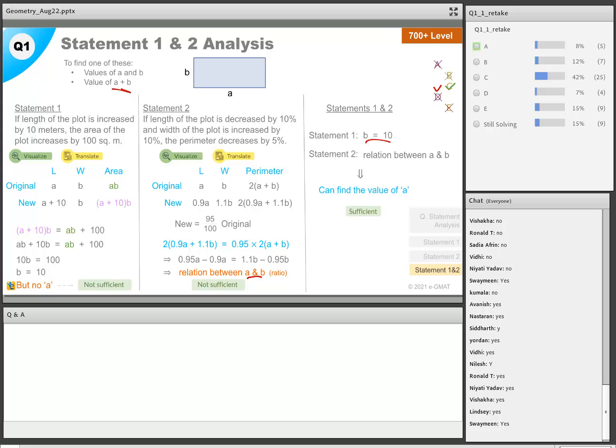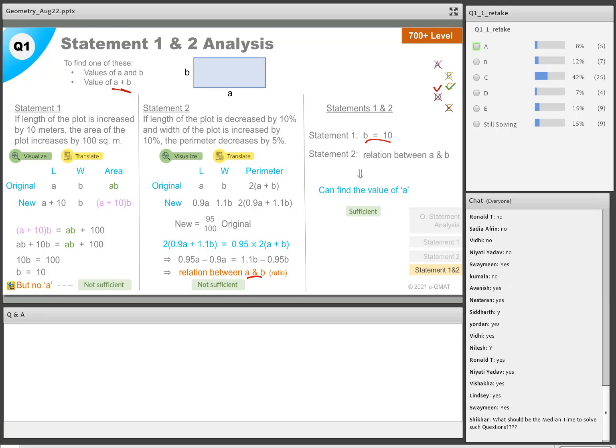Is the solution clear to all of you? A very interesting question, in which we saw a lot of process skills and also how to solve DS questions, right? What should be the median time to solve such questions? For this question, I would say somewhere around 120 seconds is enough, because now you already know the process. You know how to approach a DS question. You have everything in your arsenal, so it should not be a problem. 2 minutes should be fine to solve this question.